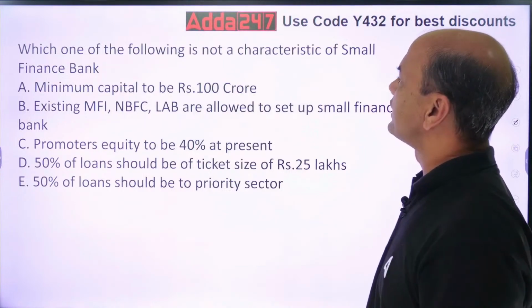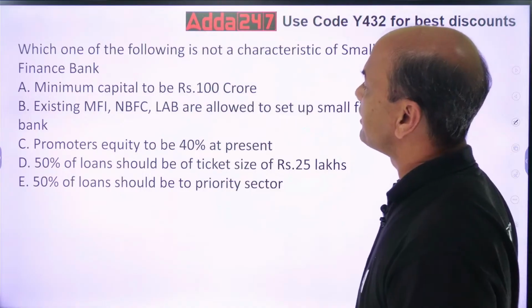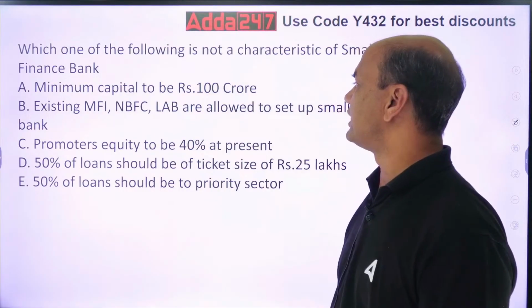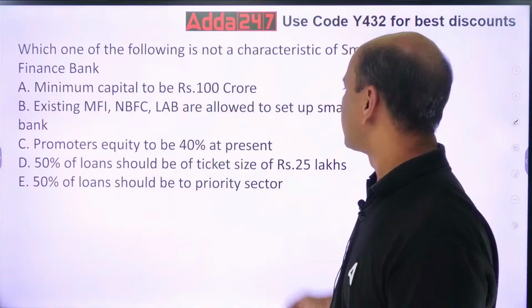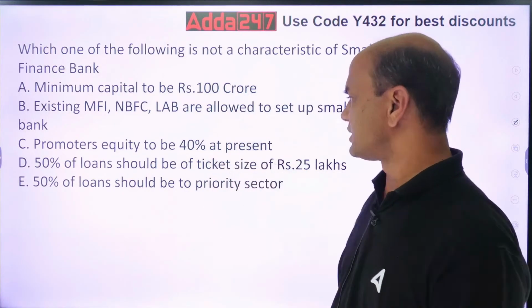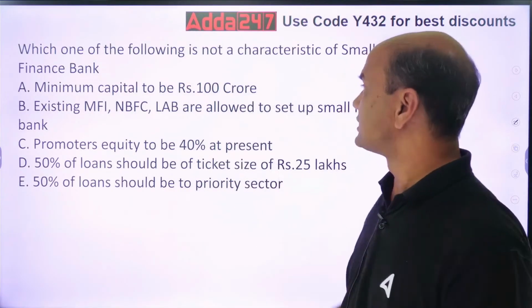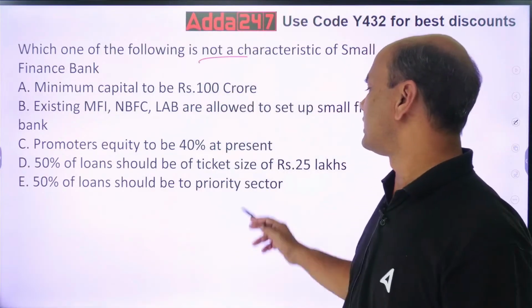Which one of the following is not characteristic of small finance bank? Minimum paid up capital is to be 100 crores. Existing MFI, NBFC, LAB, local area bank, are allowed to set up small finance bank. Promoter's equity to be 40%. 50% of the loan should be of ticket size of 25 lakhs. 50% of the loan should be to priority sector.